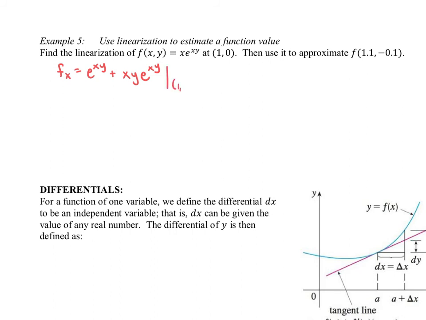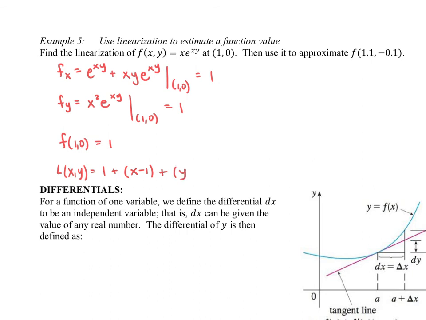We're going to evaluate this at (1, 0), which happens to give us, if y is 0, 1. And then we have f sub y, which is just the chain rule here. That's going to be x squared e to the xy, and we'll evaluate that at (1, 0), and that happens to be 1 as well. We also need the function value, so the function value at (1, 0) is, believe it or not, 1. Look at that, everything is 1. So our linear approximation will be the function value of 1 plus 1 times (x minus 1) plus 1 times (y minus 0). For ease, that's just going to simplify to x plus y. So that's your linear approximation.